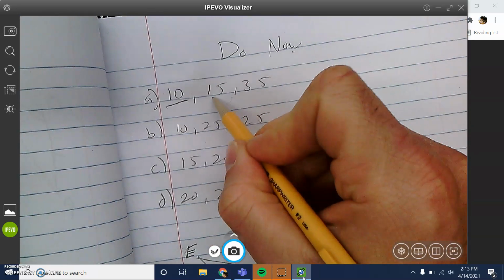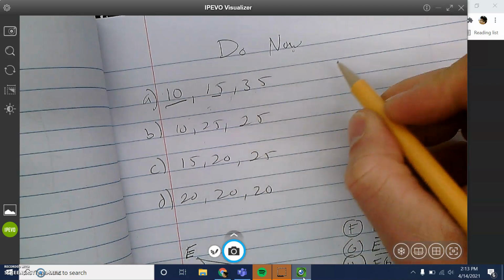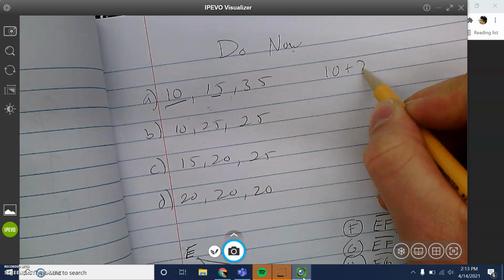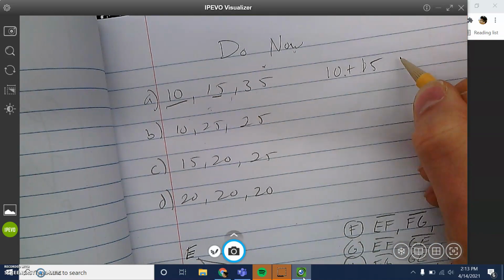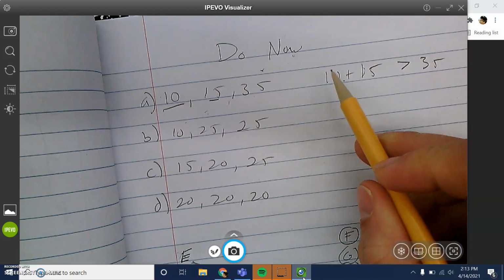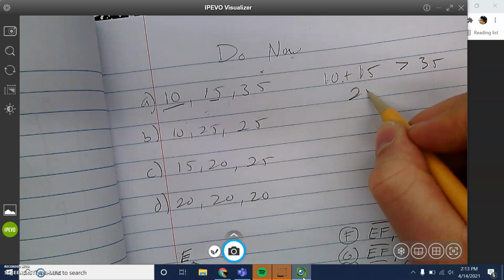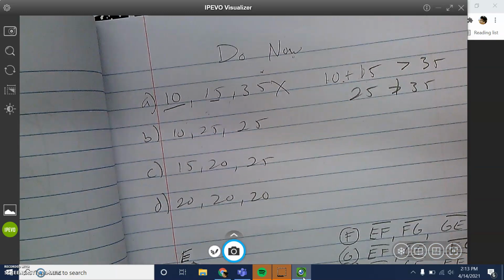We know that we add up the two sides, the two smaller sides, and it must be bigger than the third side. So 10 plus 15 has to be greater than the third side, which is 35. 10 plus 15 is 25, and that's not bigger than 35, so that does not work.